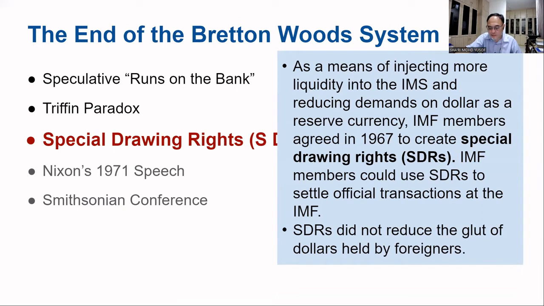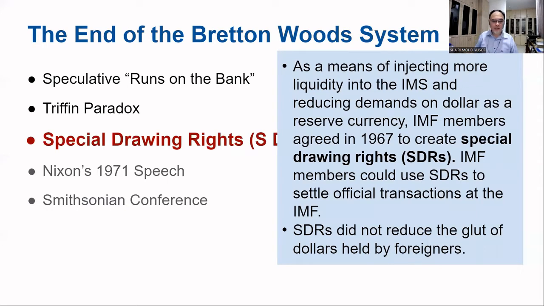So IMF members currently hold approximately 204 billion SDRs, and about 90% of them were created in 2009 by the IMF to address the global recession. Okay, but somehow or other, creating these special drawing rights did not reduce the glut of dollars held by foreigners. So the problem was there's too much dollars circulating in the international money market.